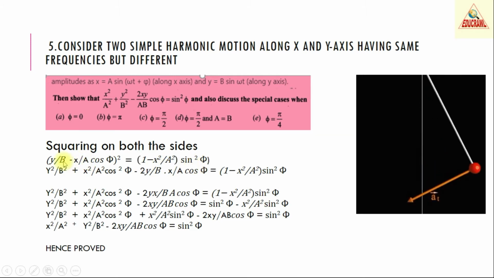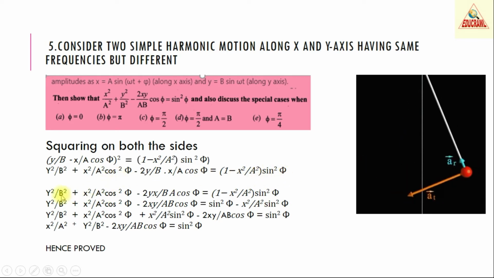Here in the LHS, it is of the formula a minus b the whole square. So expanding using the formula, we get a square plus b square minus 2ab, where a is y by b and b is x by a into cos phi. So using this relation, we get y squared by b squared plus x squared divided by a square cos square phi minus 2y divided by b dot x divided by a into cos phi, which is equal to 1 minus x squared divided by a squared into sin square phi.